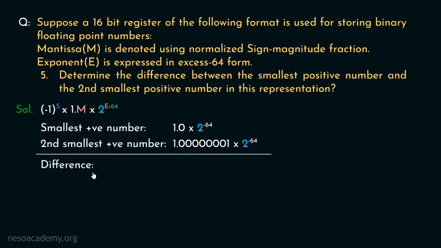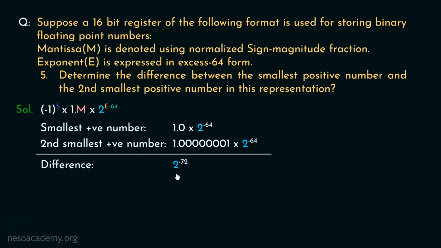Now if you try to find the difference, observe, we will be left with 0.00000001 multiplied with 2 raised to the power minus 64. Now let's try to get rid of this radix point. In order to do so, we need to place this radix point by the end of the sequence. So basically, we will have to move the radix point toward the furthest right. And for that, we are moving the radix point 8 bit places towards the right, and therefore we will have another exponent 2 raised to the power minus 8. So finally, the difference is going to be 2 raised to the power minus 72. And this is the difference between the smallest positive number and the second smallest positive number.